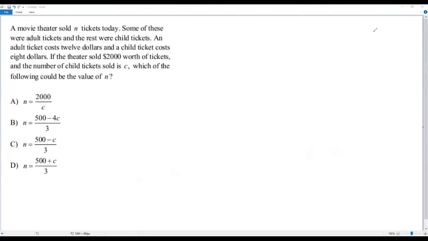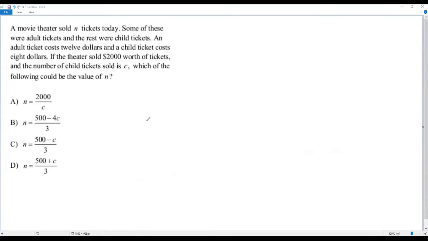Here we have a SAT math problem. Okay, let's go to the question. A movie theater sold N tickets today. Some of these were adult tickets and the rest were child tickets. An adult ticket cost $12 and a child ticket cost $8. If the theater sold $2,000 worth of tickets and the number of child tickets sold is C, which of the following could be the value of N?